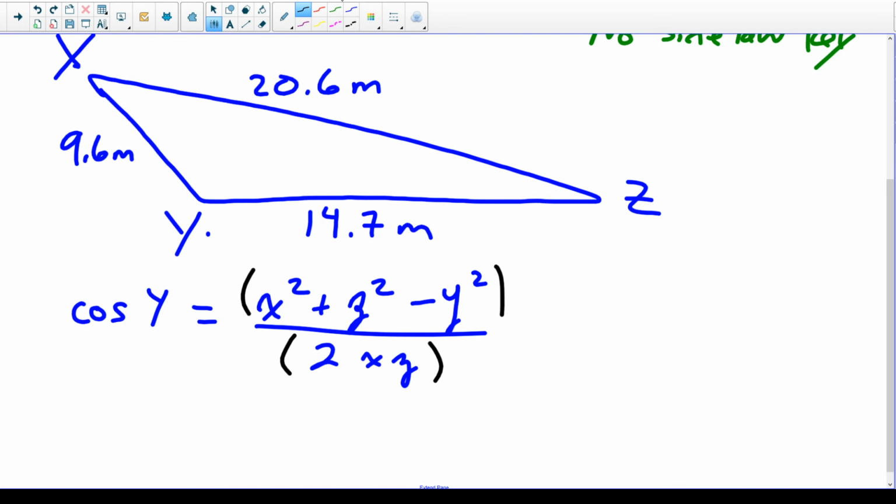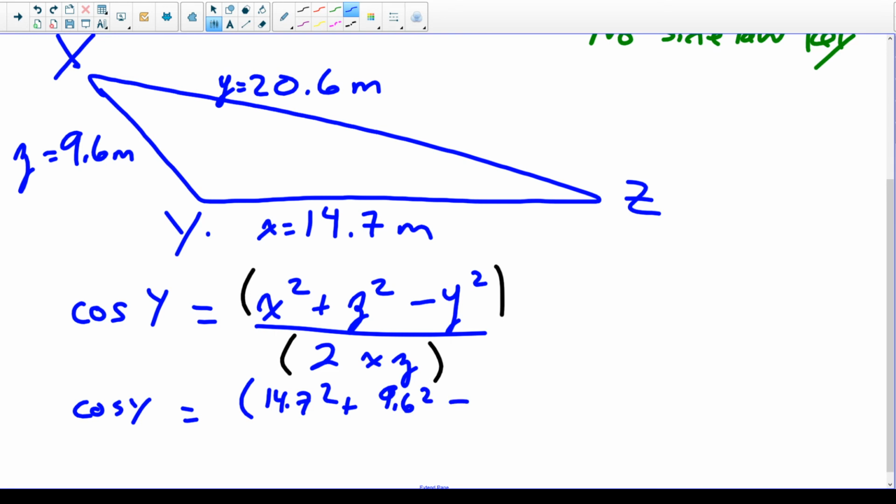So let's label our triangle so we know what our side lengths are. So if this is capital Y, across from capital Y is little y, across from capital X is little x, and across from capital Z is little z. Okay, so now we can put all of our numbers in here. So we're going to have cosine y is equal to, so little x, which is 14.7 squared, plus little z, which is 9.6 squared, minus little y, which is 20.6 squared.